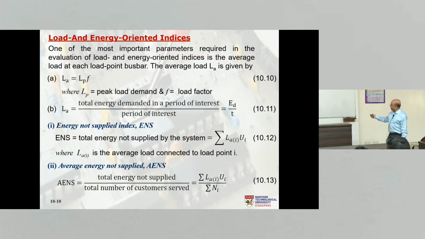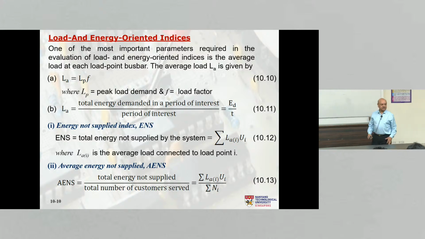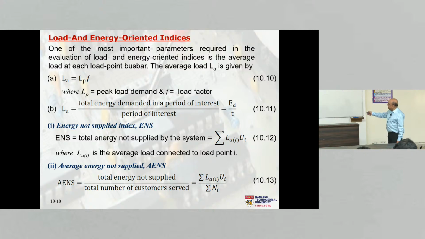Then the energy not supplied in this total feeder, total system, subsystem, or whatever you are interested in, is the average load multiplied by unavailability at each load point. And if you sum it up, you will get the energy. I mean, what's energy? It's power times hours, right? Megawatt hours. Somehow you have to combine the power and the duration. That's what we are doing. This is the average power, this is the unavailability. Okay? And average energy not supplied, you divide it by the total number of customers. That will give you the average value.